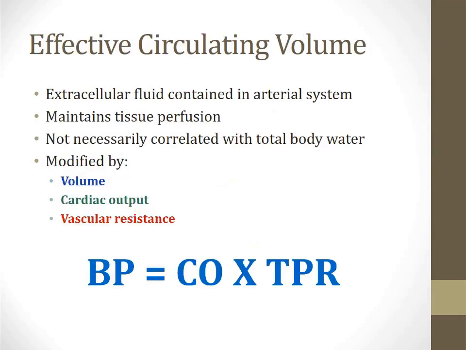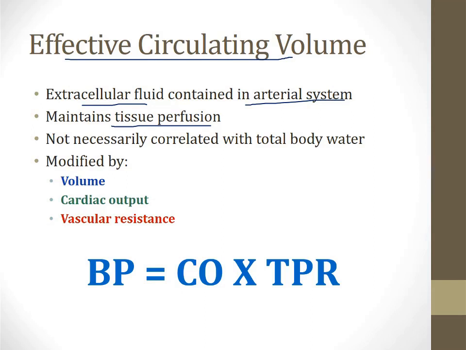Now let's talk about an important renal and cardiovascular physiology concept, and that's called the effective circulating volume. This is a volume of fluid in the body that you never actually measure. It's just a theoretical concept, and it's the portion of extracellular fluid that's contained in the arterial system and maintains tissue perfusion. In certain disease states, the body can have lots and lots of fluid, but actually very little of it is perfusing tissues. Those patients have lots of water in the body, but they actually have a low effective circulating volume.